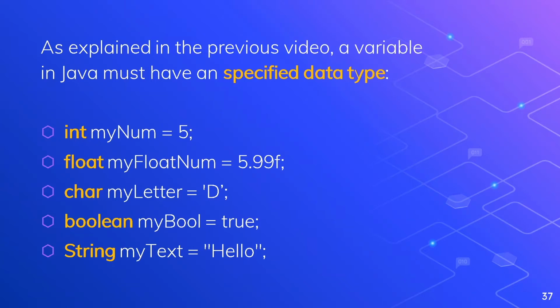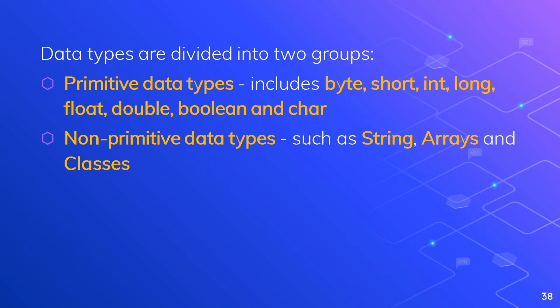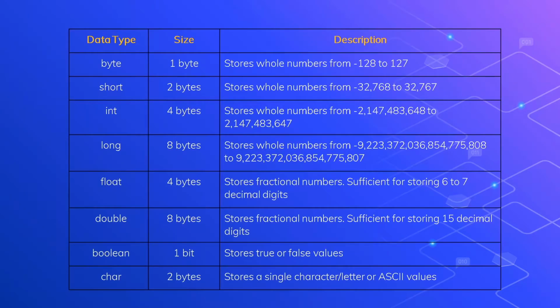So, we have what are called primitive data types. I already discussed this in the previous video. Data types are divided into two groups. Okay? The primitive and the non-primitive. So, let's proceed. These are the primitive data types. First, we have byte. Its size is 1 byte. It stores whole numbers from -128 to 127.